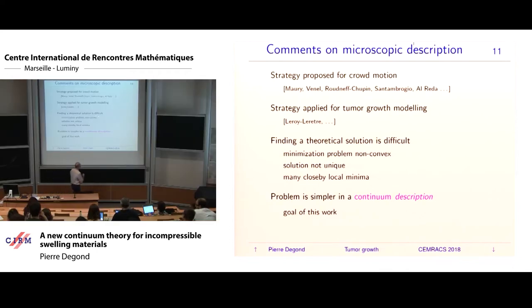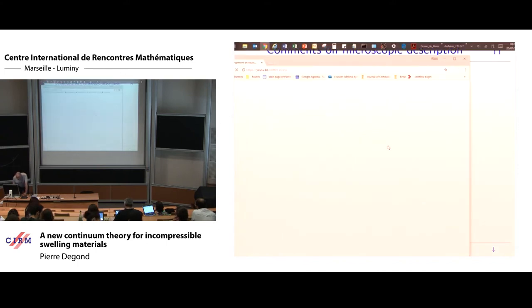But here now, the problem is that with a microscopic model, finding a theoretical solution is difficult because the minimization problem is not convex, the solution is not unique, and there are many close by local equilibria. It turns out that if you try to translate this problem into a continuum description, it's simpler, in particular because the continuum description has a unique solution. And maybe you can ask yourself why a continuum description. It turns out that it may be interesting. Let me show you some examples.